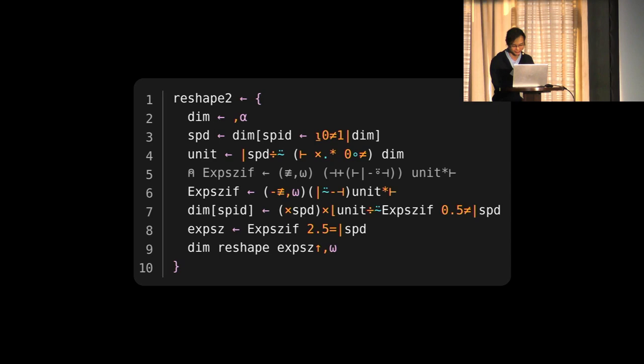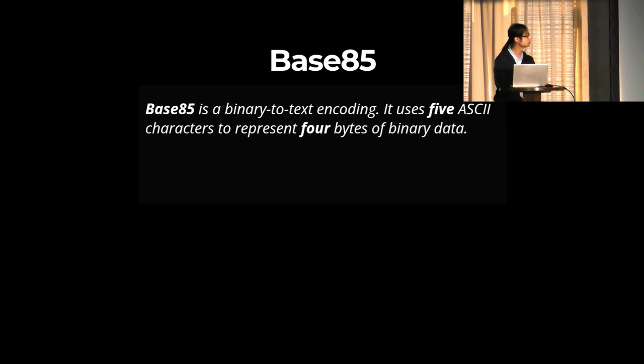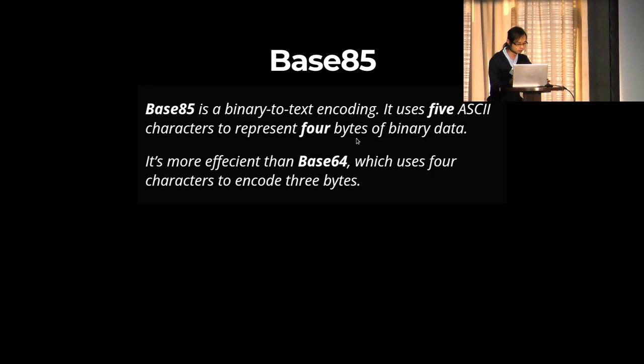The other problem is base 85. Base 85 is kind of like base 64. It represents binary data by ASCII code, and it uses 5 ASCII characters to represent 4 bytes. And base 64 uses 4 characters to encode 3 bytes, so it's more expensive.